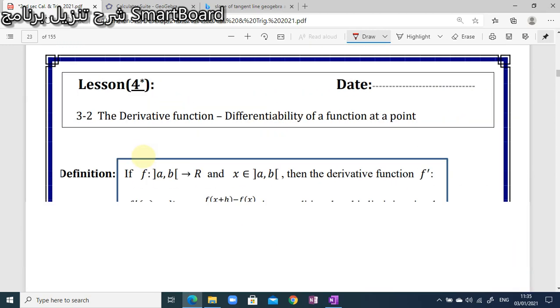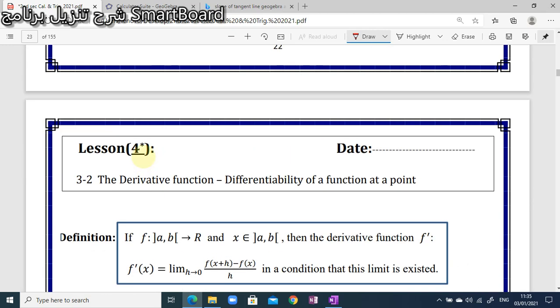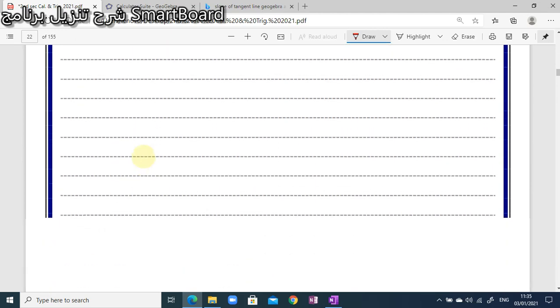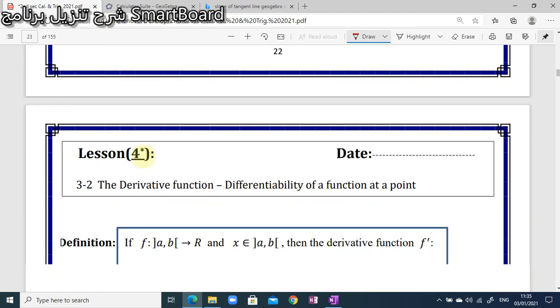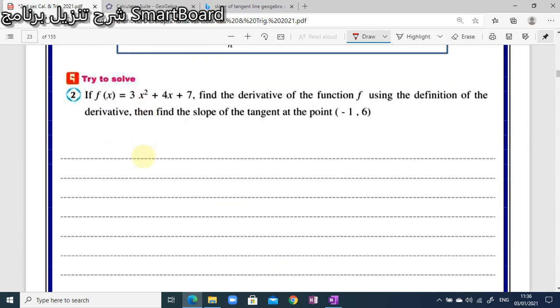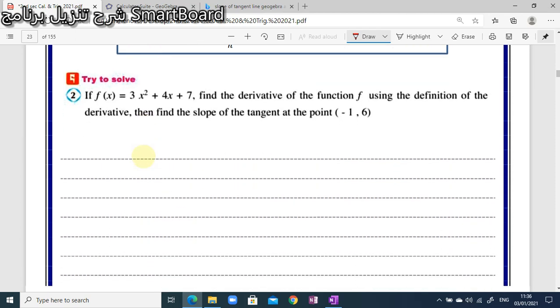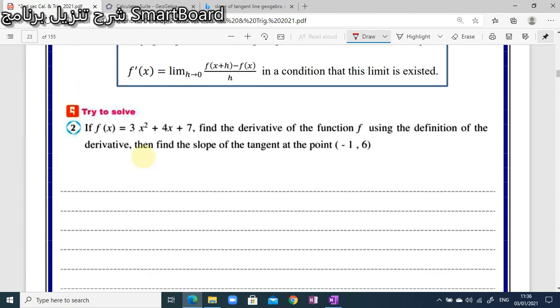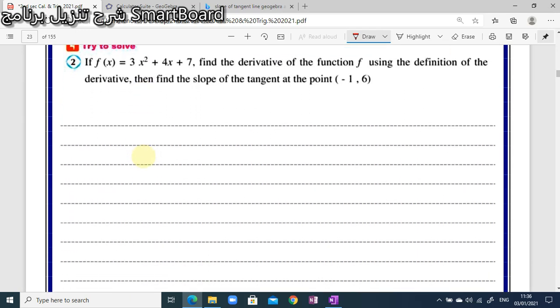Another example. If f of x equals 3x power 2 plus 4x plus 7, find the derivative of the function f using the definition of derivative. The definition of derivative, dy by dx or f dash, equals the limit as h approaches 0 of f of x plus h minus f of x over h.